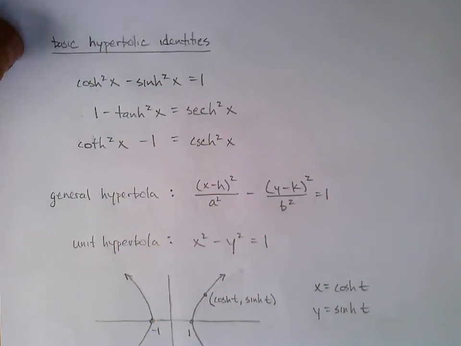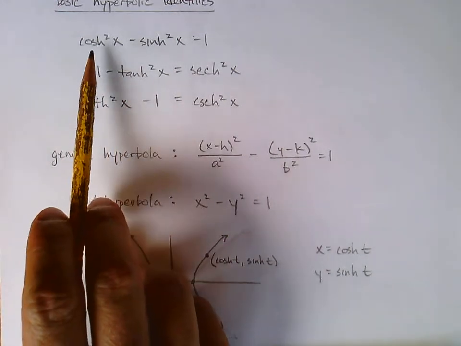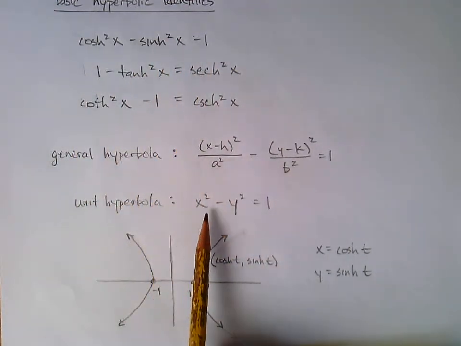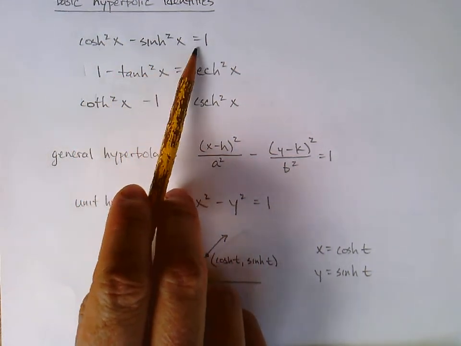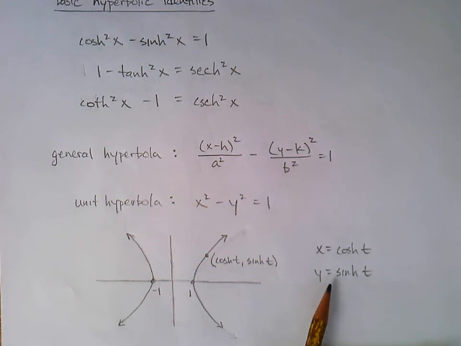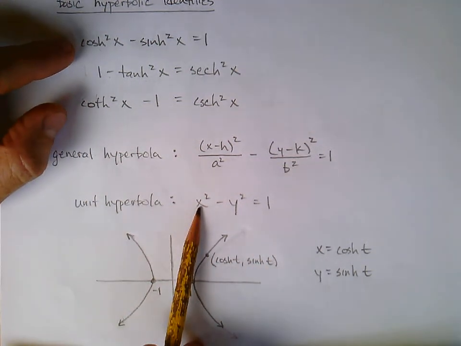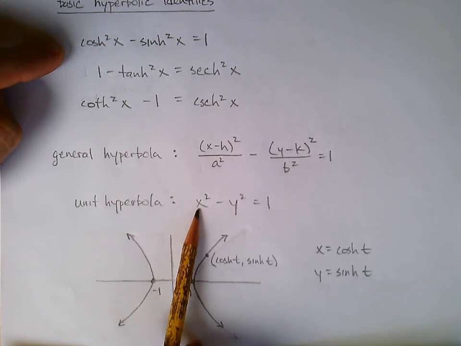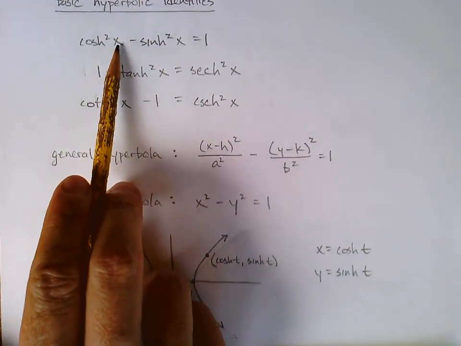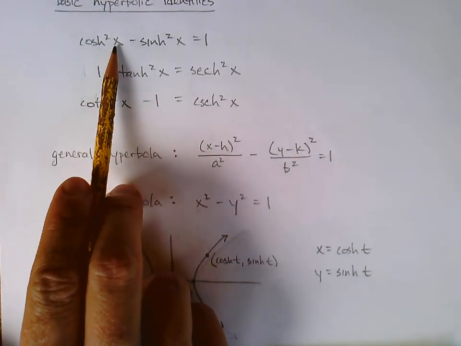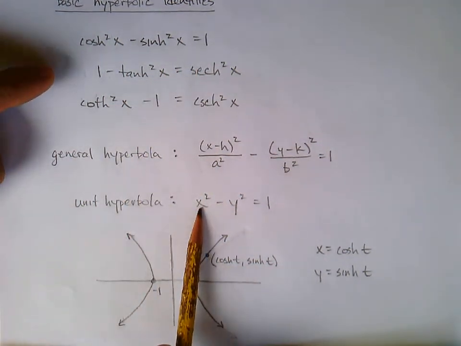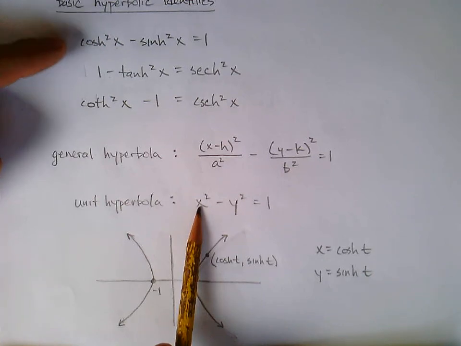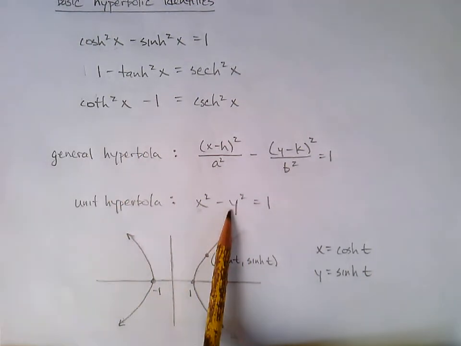Notice the connection between this first identity here and the unit hyperbola, right? x squared minus y squared equals 1. Cosh squared minus sinh squared equals 1. Over here on the side, let's say x is equal to cosh. Now I can't use x again, so maybe I change this variable. Usually what people do is they make it a t. So think of this as cosh squared t minus sinh squared t equals 1. Then this x would equal cosh t, and y would equal sinh t.